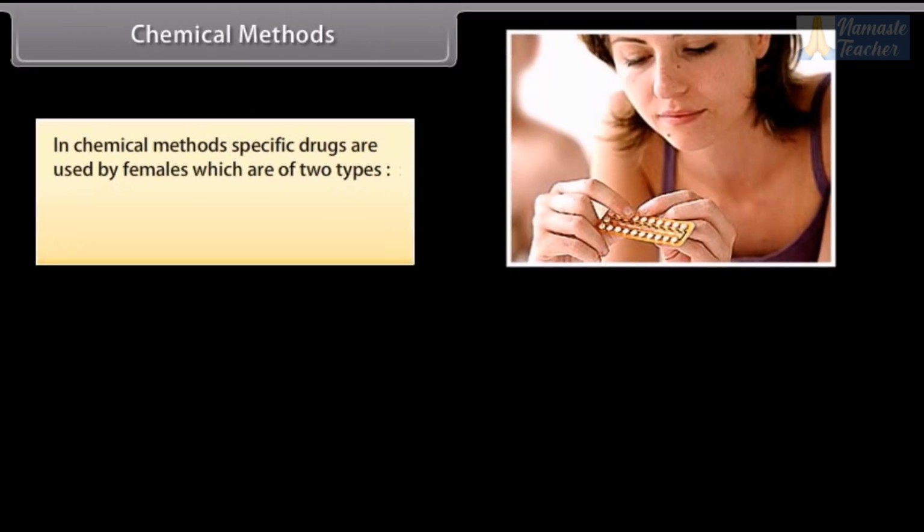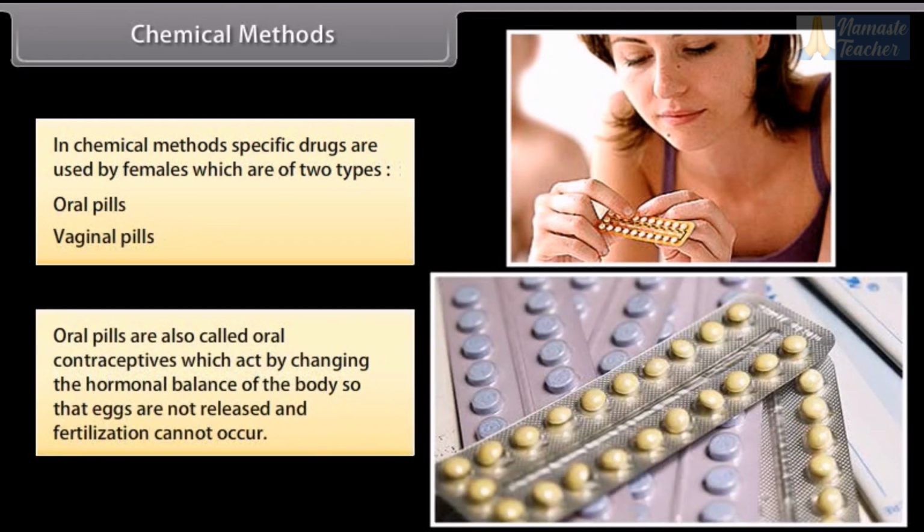Chemical methods. In chemical methods, specific drugs are used by females, which are of two types: oral pills and vaginal pills. Oral pills are also called oral contraceptives, which act by changing the hormonal balance of the body so that eggs are not released and fertilization cannot occur.